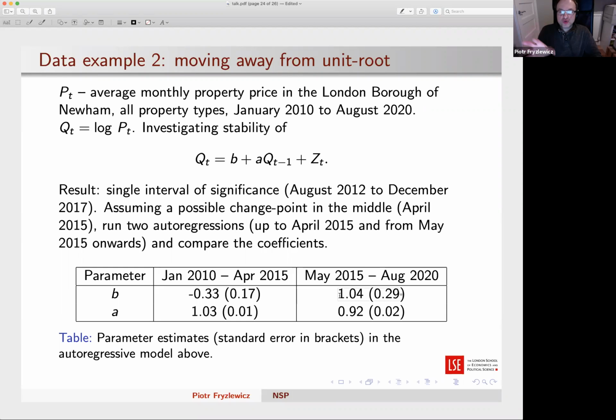I run 2 autoregressions, up to the change point and after the change point, and I see how the parameters change. So for example, the autoregression parameter A changes from unit root autoregression, so I have around 1 here in the first segment of the data, to well under unit root, to 0.92. What does it mean? How to interpret this?